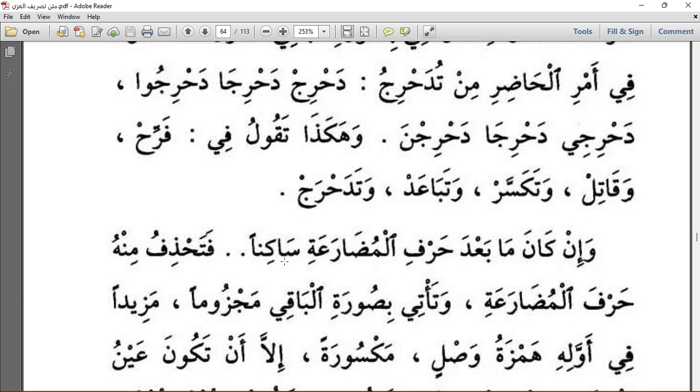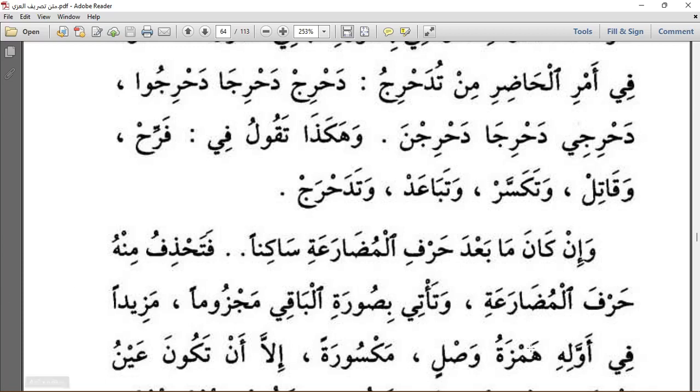But if what you have after the harful mudara is taking sukun, for example kataba, yaktubu, the kaf which is after the ya of the mudari is taking sukun. Fatahzifu minhu harfal mudara. We remove the ya like the normal step. Watati bi suratil baqi majzuman. And you now bring what you have left of the word as majzum, as what? A word taking jazm. So kataba, yaktubu. How will that take jazm? We give the ba what? We give it sukun. So kataba, yaktub, uktub.